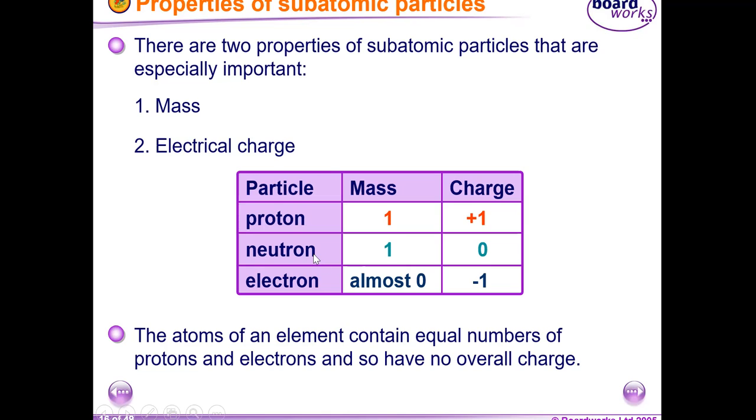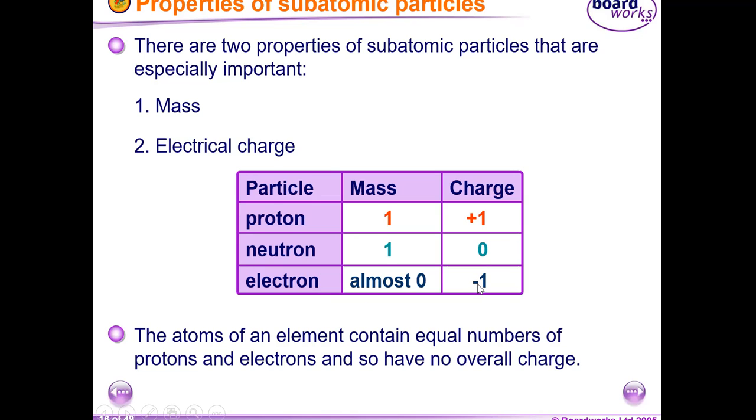The neutrons, just like the word neutral, where you don't really take any side, good or bad or whatever. The neutron has a charge of 0, okay? No charge at all. There's no positive or negative. And the electrons will be the ones that have a negative charge.